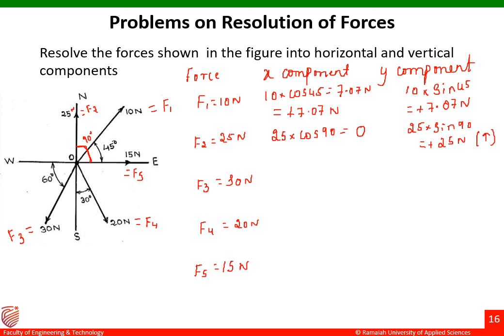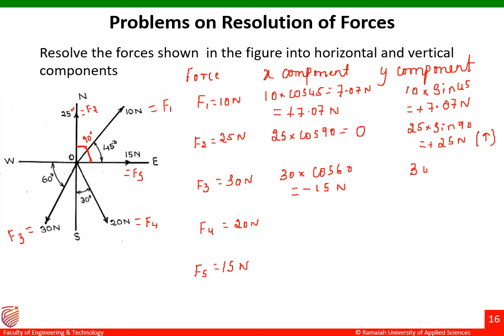Let us move to the third force, that is 30 Newton. So we'll apply the formula here, that is 30 into cos 60 degrees. So you'll get the answer as 15 Newton. You can see this force is falling in the third quadrant. That means both Fx and Fy will be negative. That's why I've written minus 15 Newton there.